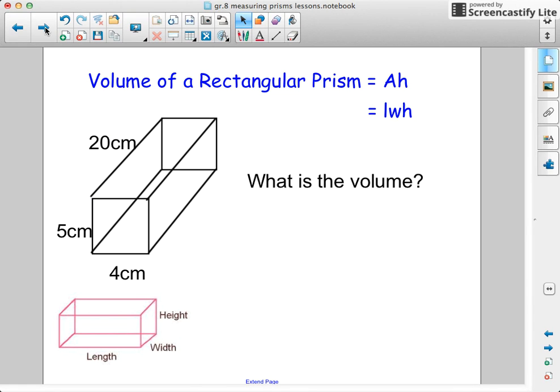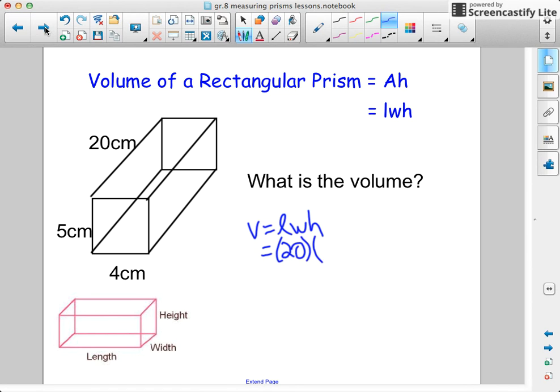Now it'll depend on what kind of object you have as to what the base is. So in a rectangular prism, obviously the base is a rectangle. So it will be area of the base times the height, which turns out to be length times width times height. So if we looked at this rectangular prism right here, volume equals length times width times height, which is 20 times 5 times 4. They don't have to be in any particular order necessarily for volume. So 20 times 5 times 4 is 400 centimeters cubed. And that's what your units are for volume. So that's how you're going to find out rectangular prism volume.